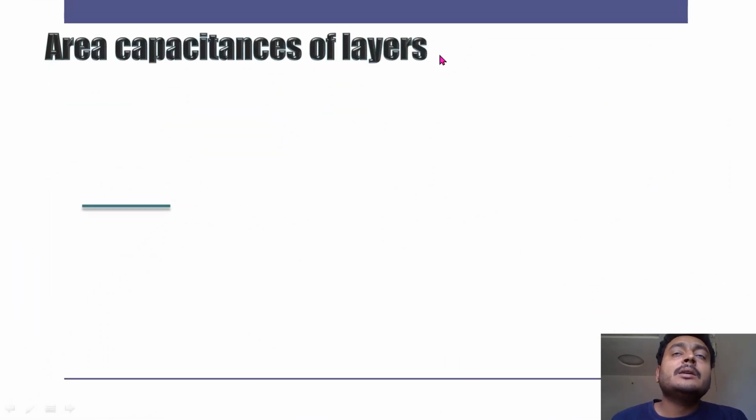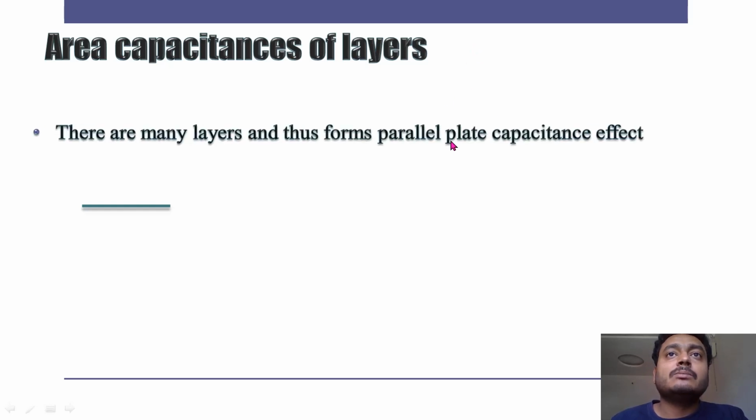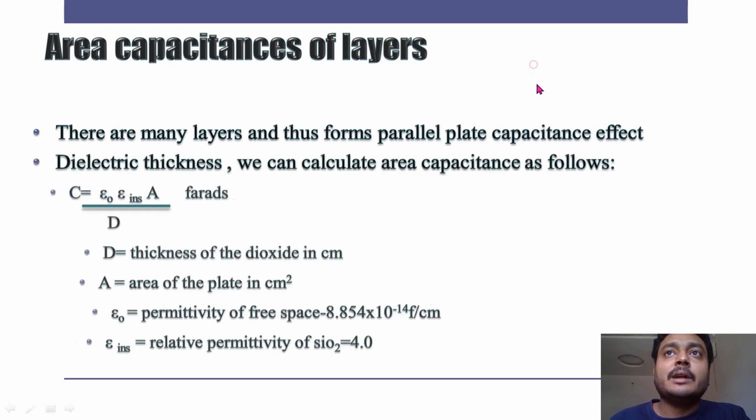Each layer of your transistors will offer some capacitances. There is something like a parallel plate capacitance effect. This we already discussed in module 1, where we have the accumulation region, depletion region, something like that. Similar to that we'll have a parallel plate capacitance effect, where we have different layers.